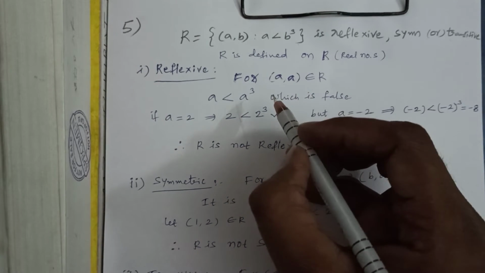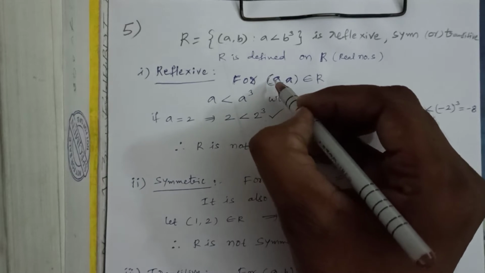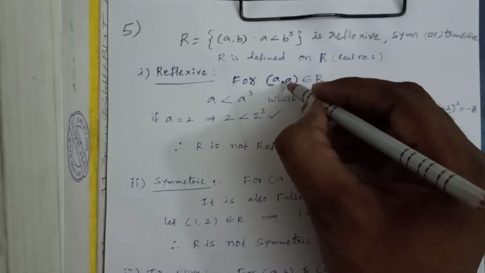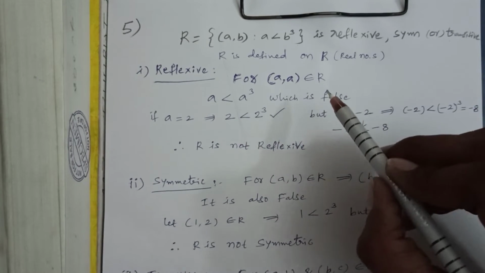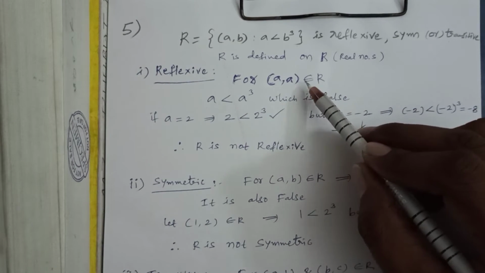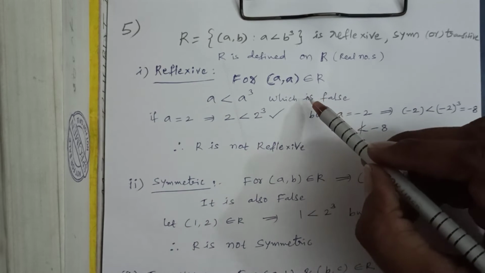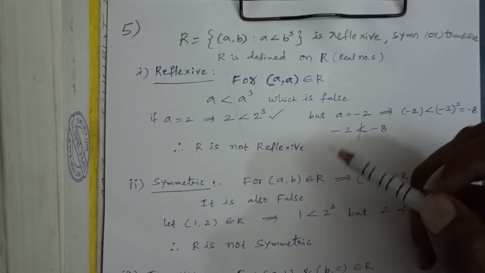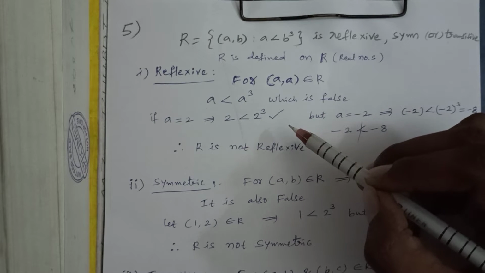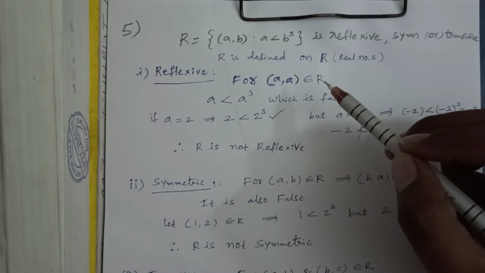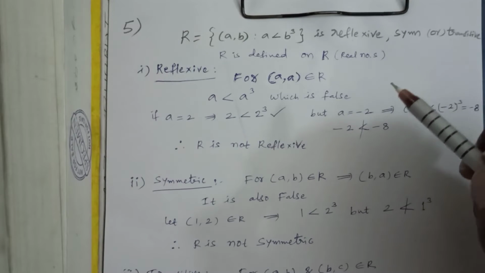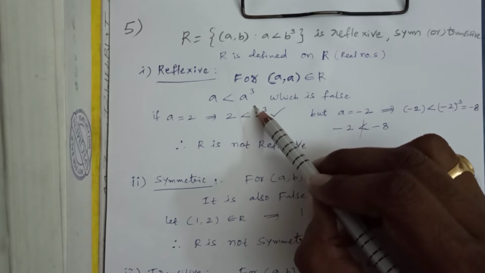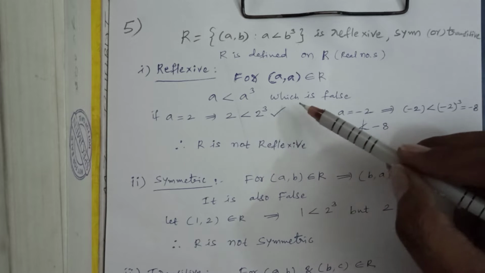Now, let us take reflexive. First of all, (a, a) belongs to R. Generally in case of reflexive, we relate one element to itself. So can we say one number is less than its cube? That happens only in case of 1 less than 1 cube. See here, a less than a cube, which is false.